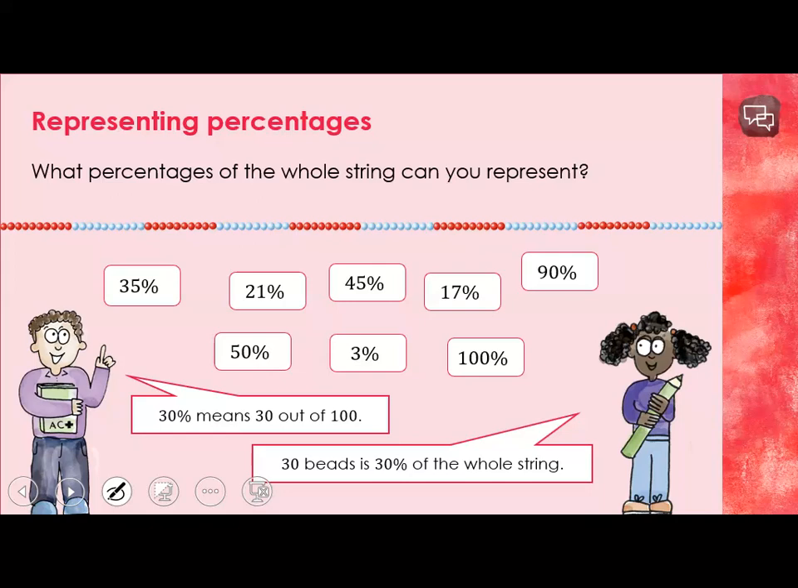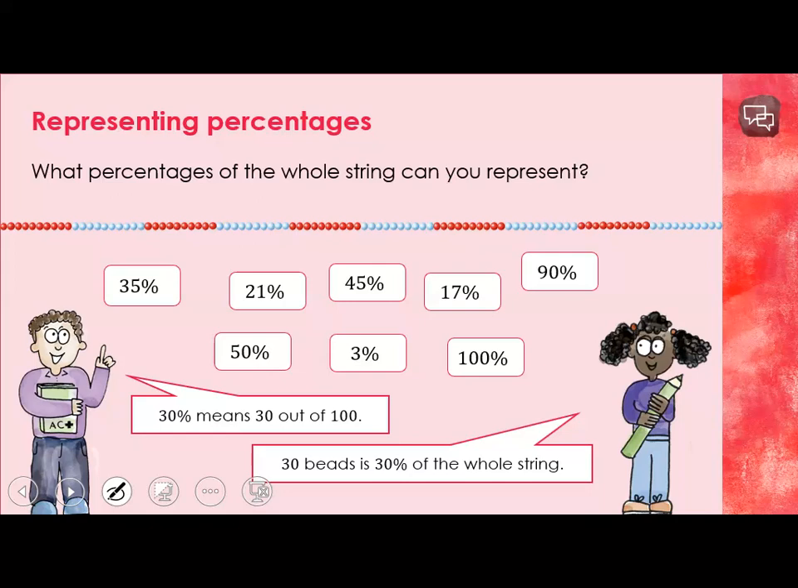Okay, this is an opportunity for you to pause and have a go at working out what percentages of the whole string you can represent here. So you can pause the video now. Okay, welcome back. Depending on what you have at home, you might have just talked through this, you might have drawn over the slides. It's entirely up to you. But what we really just need to know is percent means out of 100. So 100 beads in the bead string.